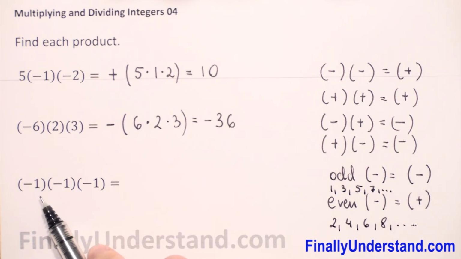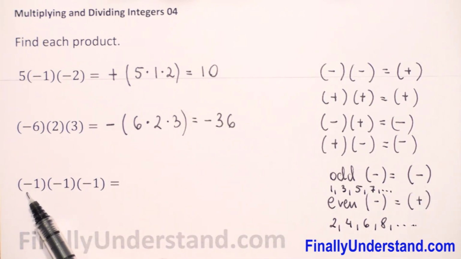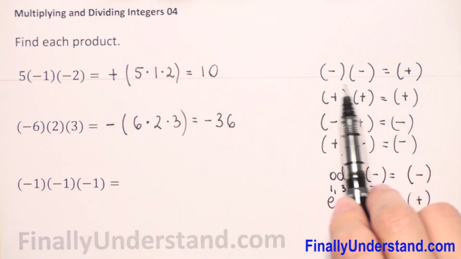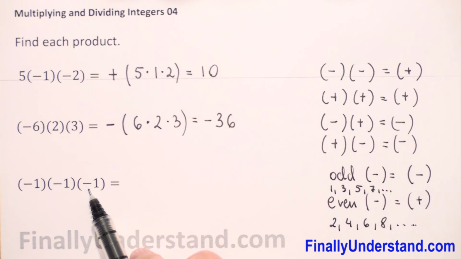And in the third example, we have 3 negative numbers. So 3 is an odd number. So because these 3 numbers are negative, the answer will be negative. Let's check. We have negative times negative. Negative times negative gives you positive, but you have times negative again. So negative times positive gives you again a negative sign.